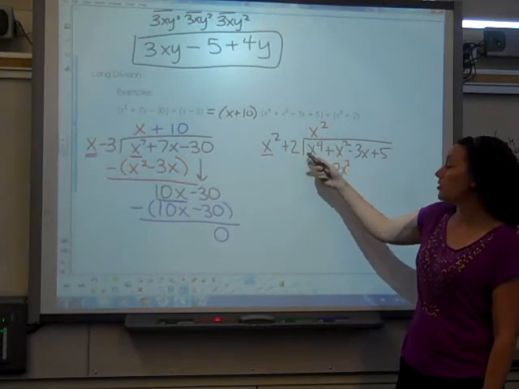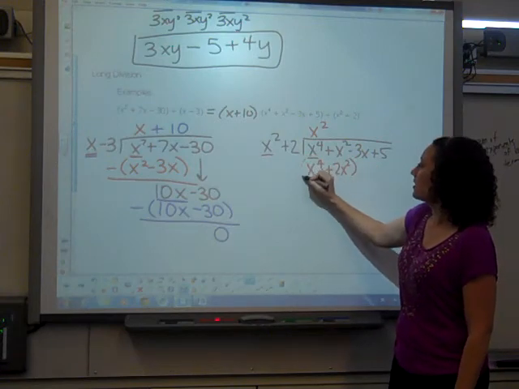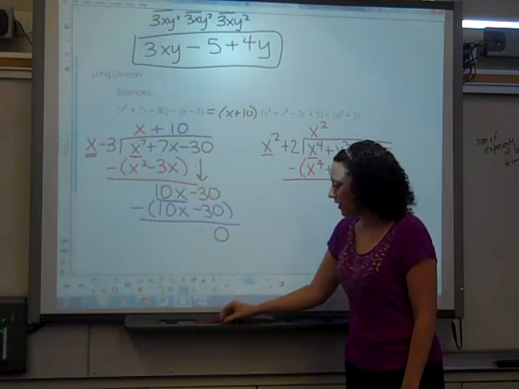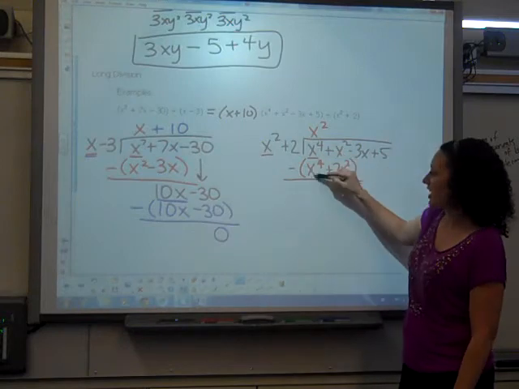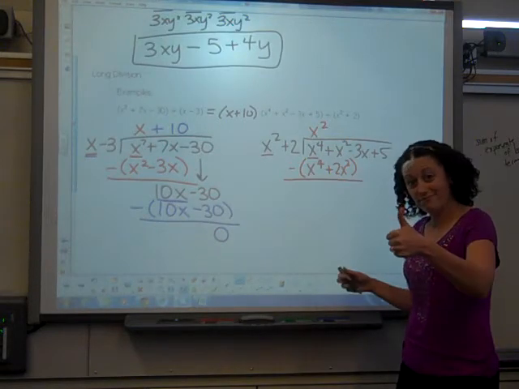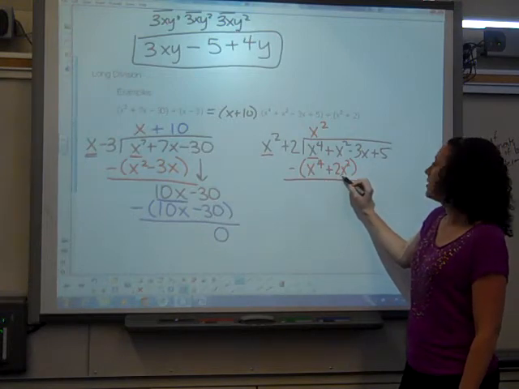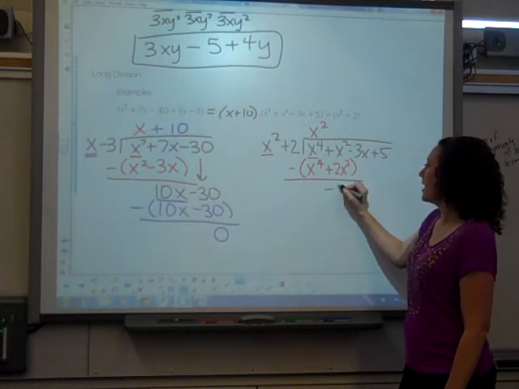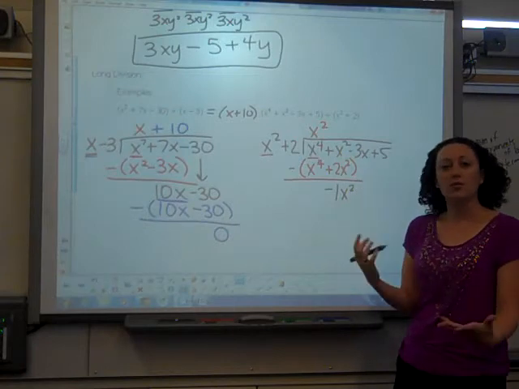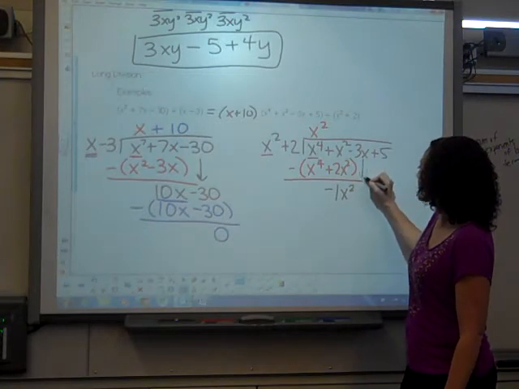So again, I'm multiplying those. I'm putting it right underneath. I need to make sure I subtract the whole thing. If I did it right, the first part should cancel out. X to the 4th minus x to the 4th. Good job. X squared minus x squared. So 1 minus 2, that's negative 1, x squared. Just like regular long division, I bring down the next term.